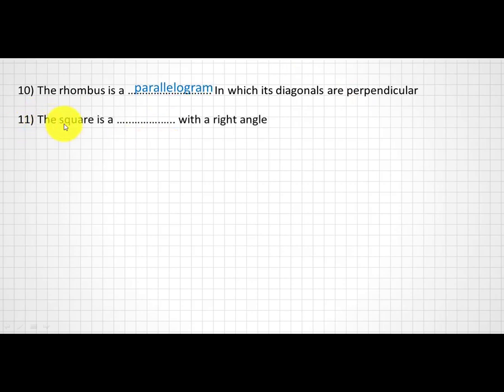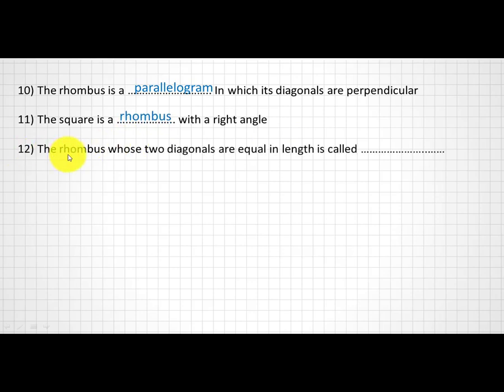Number 11, the square is a what with a right angle. Square is a what with a right angle. Square is a rhombus with right angle. When I have rhombus and the angles will be right, is called square.